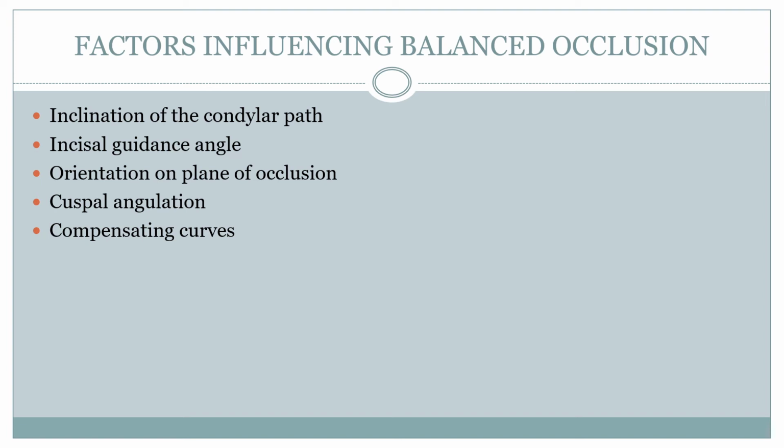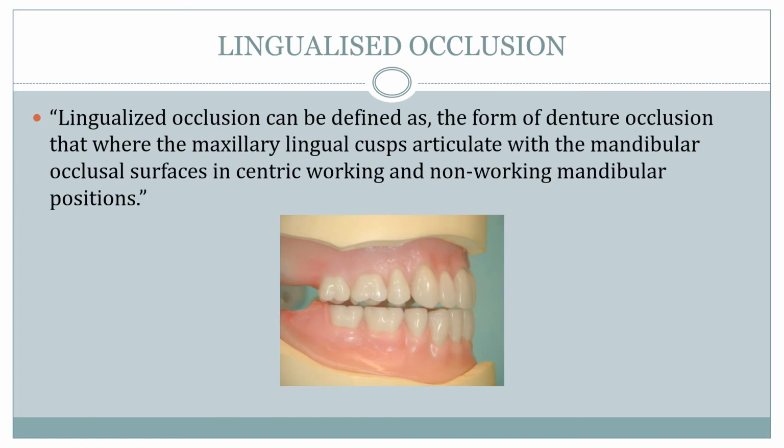Okay, so this is one thing that you all must know. What are the 5 different factors that influence a balanced occlusion? The inclination of the condylar path, the incisal guidance angle, orientation of the plane of occlusion, the cuspal angulation, and compensating curves. When all these 5 factors are included in your complete denture fabrication with the help of a semi-adjustable articulator, only then will you achieve a balanced occlusion.